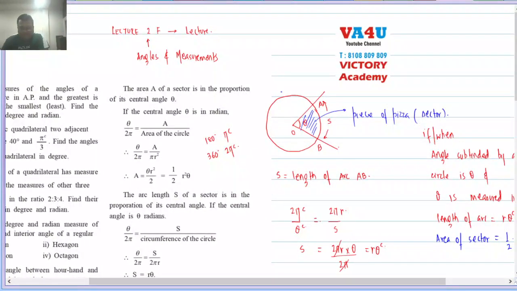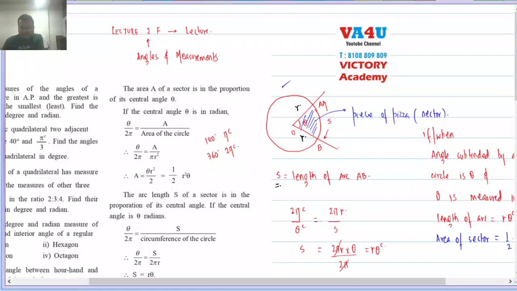In this particular circle, you have AB as an arc where OA and OB are the radius of the circle. Theta is the angle subtended by the arc at the center of the circle. Fine. Arc is AB. Let me consider S as the length of the arc.